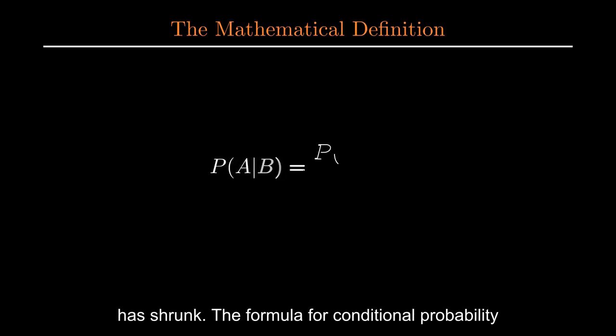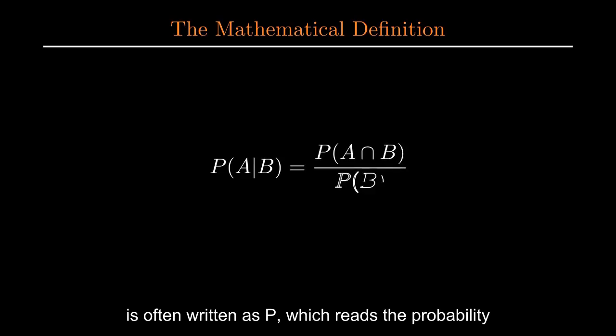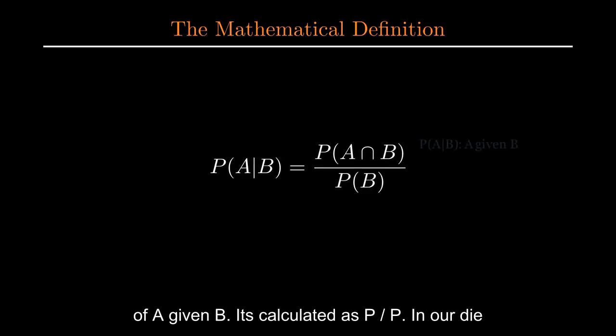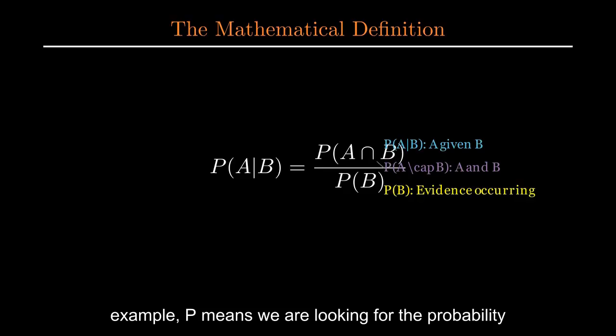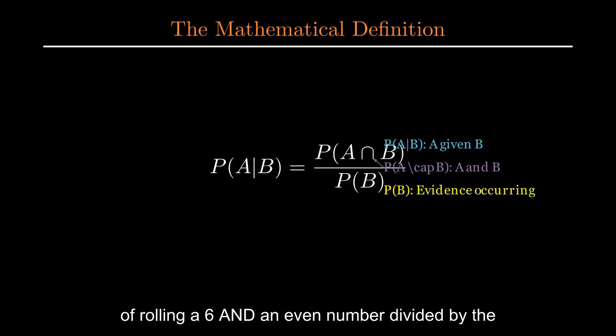The formula for conditional probability is often written as P(A|B), which reads the probability of A given B. It's calculated as P(A and B) / P(B). In our die example, P(6|even) means we are looking for the probability of rolling a 6 and an even number divided by the probability of rolling an even number.